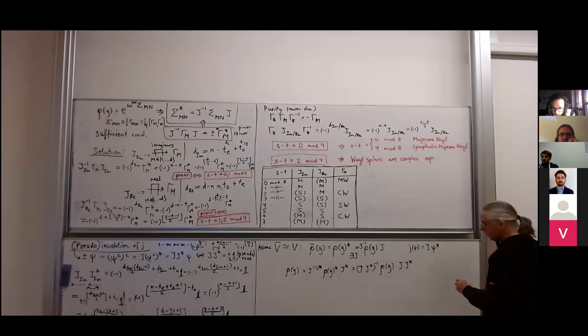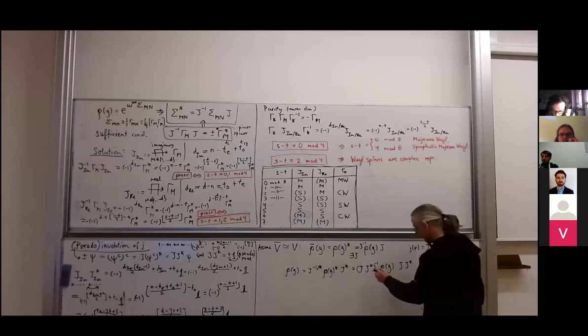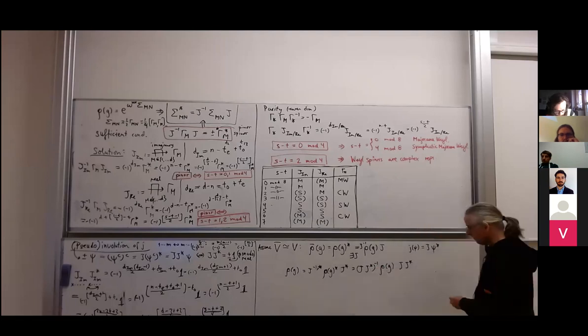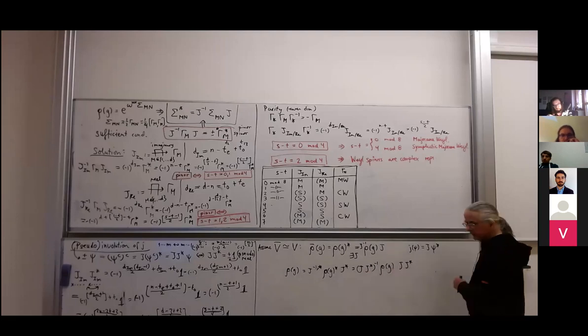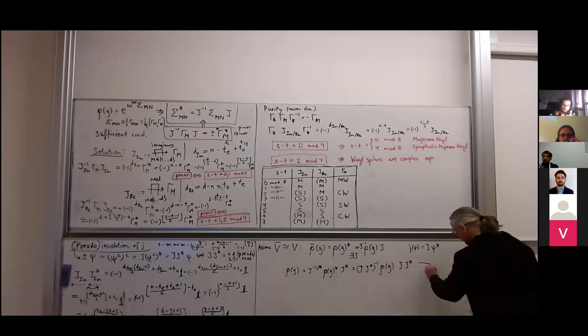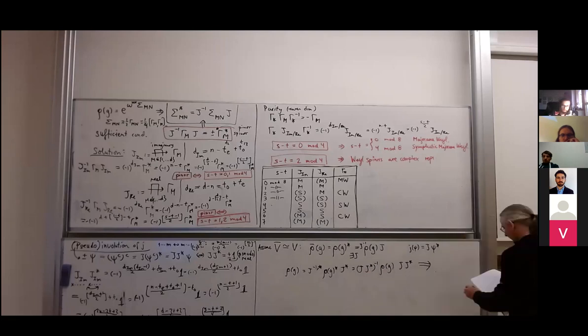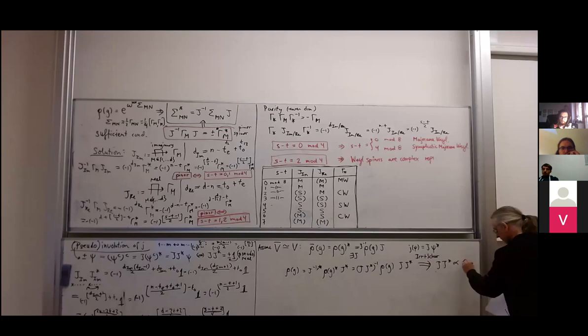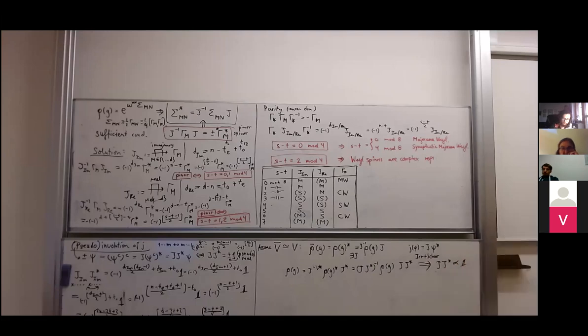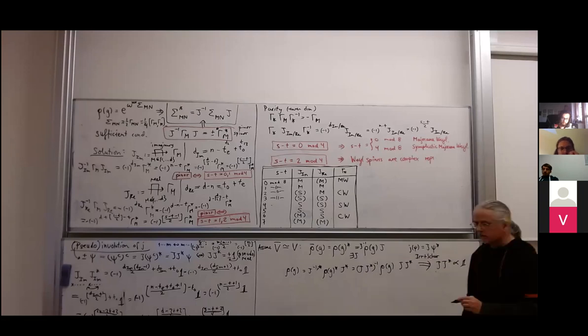So I get this condition must be satisfied. So we see that this matrix J star must commute with rho of G for any G. And now we will assume that the representation is irreducible, and then we will use Schur's lemma, and therefore we conclude that J star is proportional to the identity. Does that make sense?